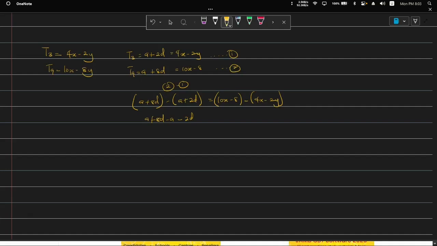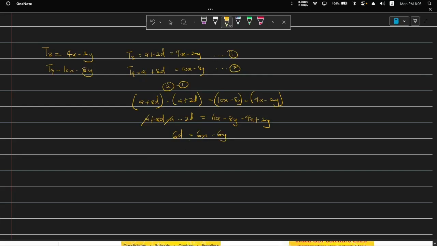Minus times a is minus a, minus times plus 2d becomes minus 2d, which leads us to 10x minus 8y. Sorry, is it 8 or 8y? Please, before we make a mistake, it is 8y here. 10x minus 8y. I use minus 2 upon the bracket, I have minus 4x. Now it becomes plus 2y because of the minus outside the bracket. A cancels minus a. 8d minus 2d gives us 6d. Are we together? So 10x minus 4x gives us 6x, and minus 8y plus 2y gives us minus 6y.